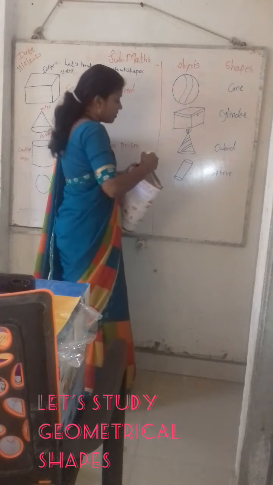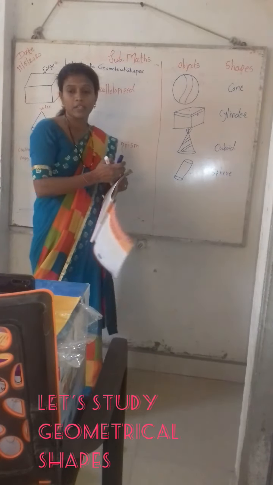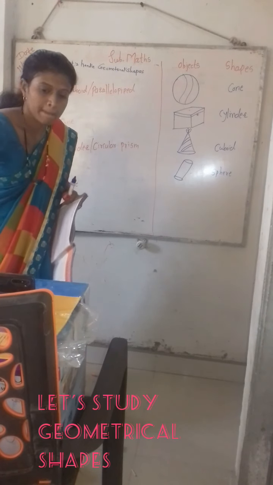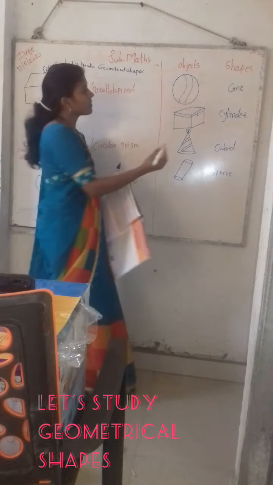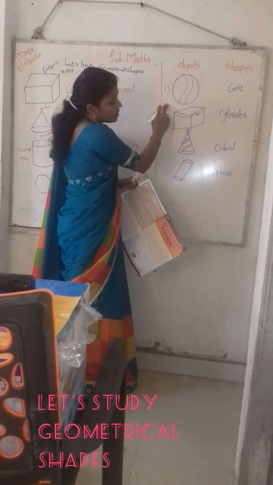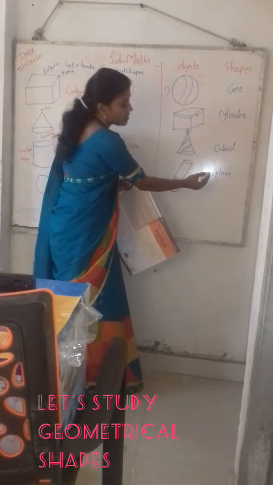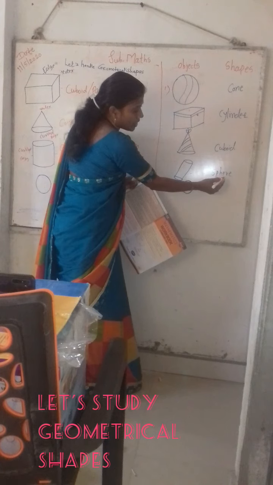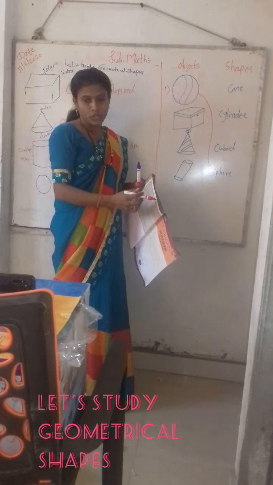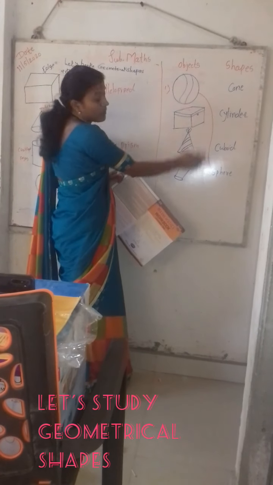Okay, so first of all, we will match the pair. See here, match the pair. Our first shape is ball. Which name can we match with it? Sphere, S-P-H-E-R-E. We can call this shape a sphere.